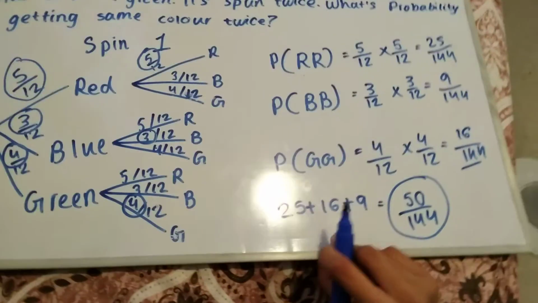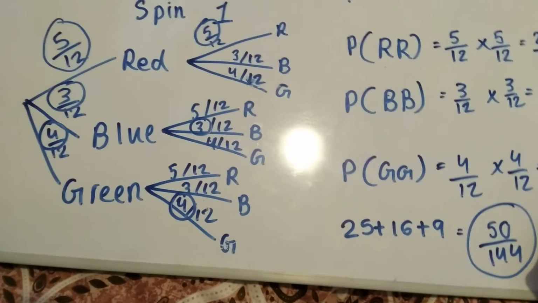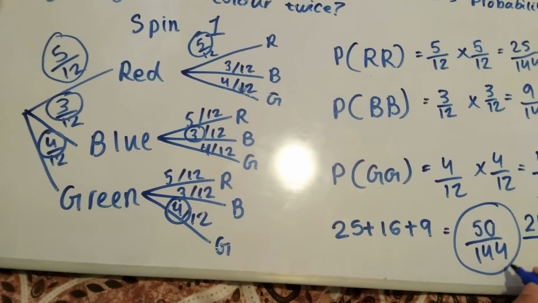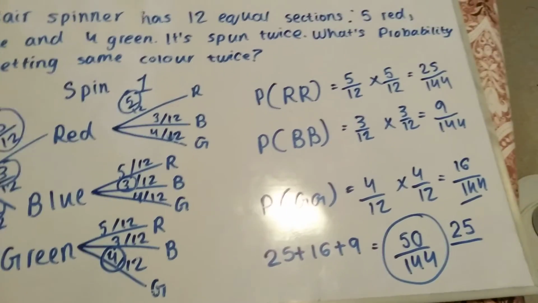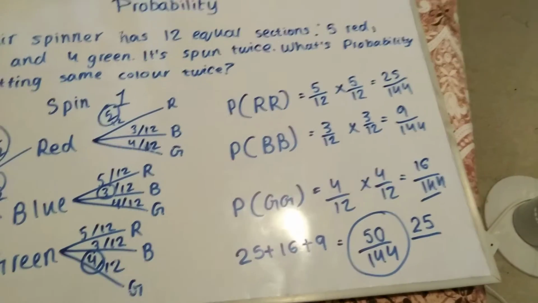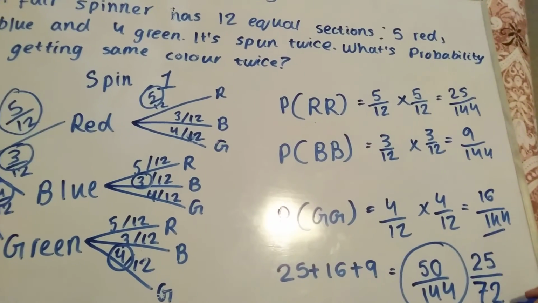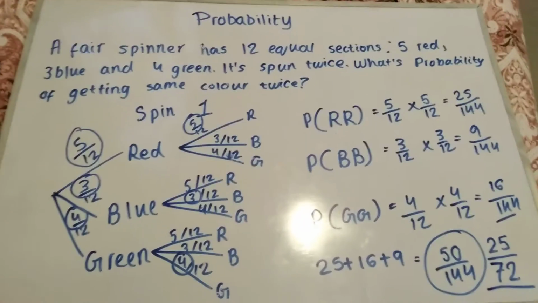However, we can simplify this again, as most exams like it simplified. You can simplify this to 25 over, so because we did 50 divided by 2, if we do 144 divided by 2, we're going to get the answer of 72. And there's our most simplified answer, hence the question has been solved.